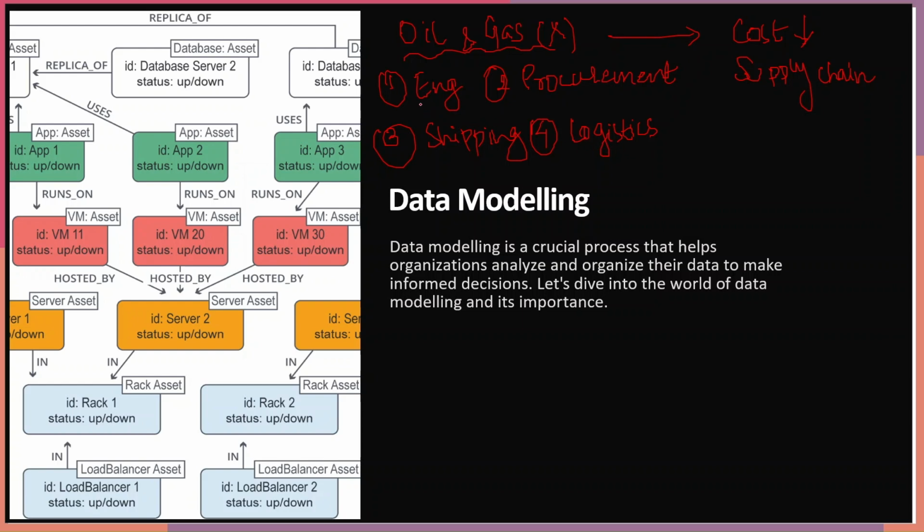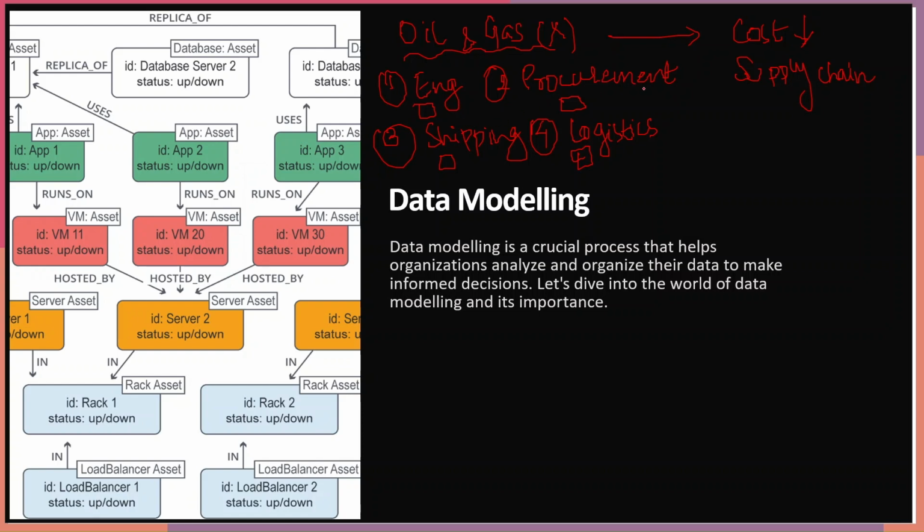So each of these divisions will have their own set of data, right? The engineering team will be capturing the data related to the engineering team. The procurement team will be capturing the data related to procurement, like what all materials they need to procure. The shipping team will have the data of all those items that are shipped. The logistics team similarly will have all the data related to logistics, right? So independently they have their own data that is stored based on their own departments.